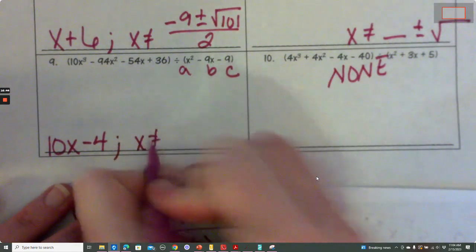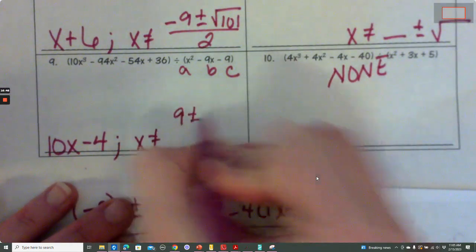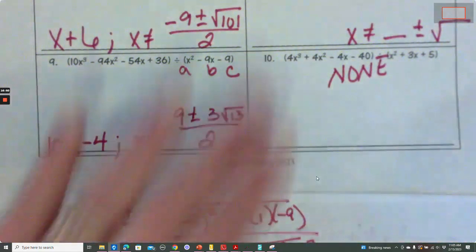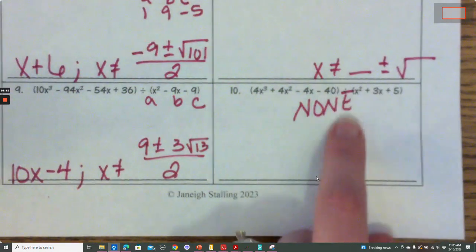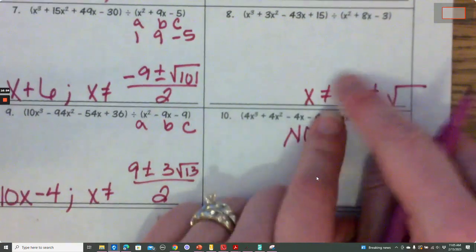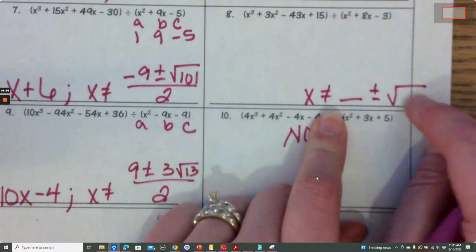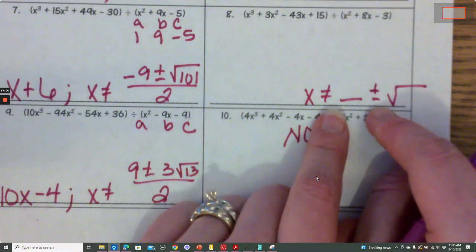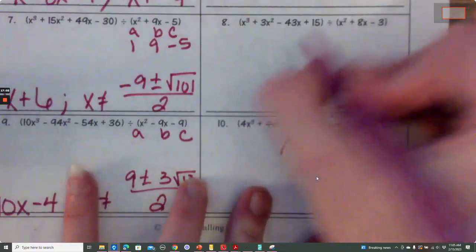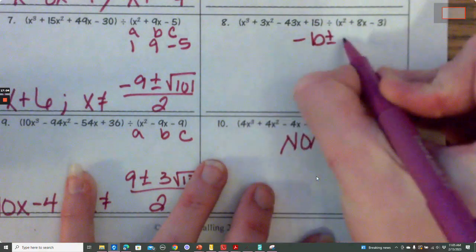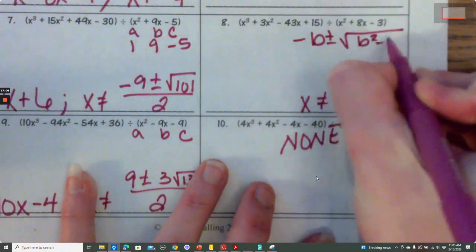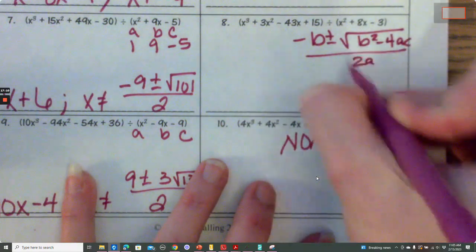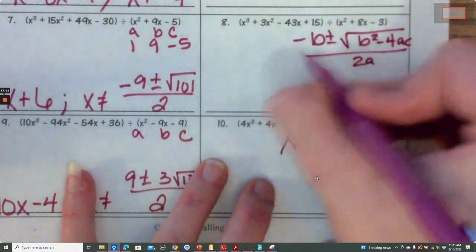So x cannot equal... all right, so again, this one does not have it. This one here is going to be a number plus or minus the square root of a number. Here's the quadratic formula if you need it. Whatever comes out on the bottom here is going to cancel out.